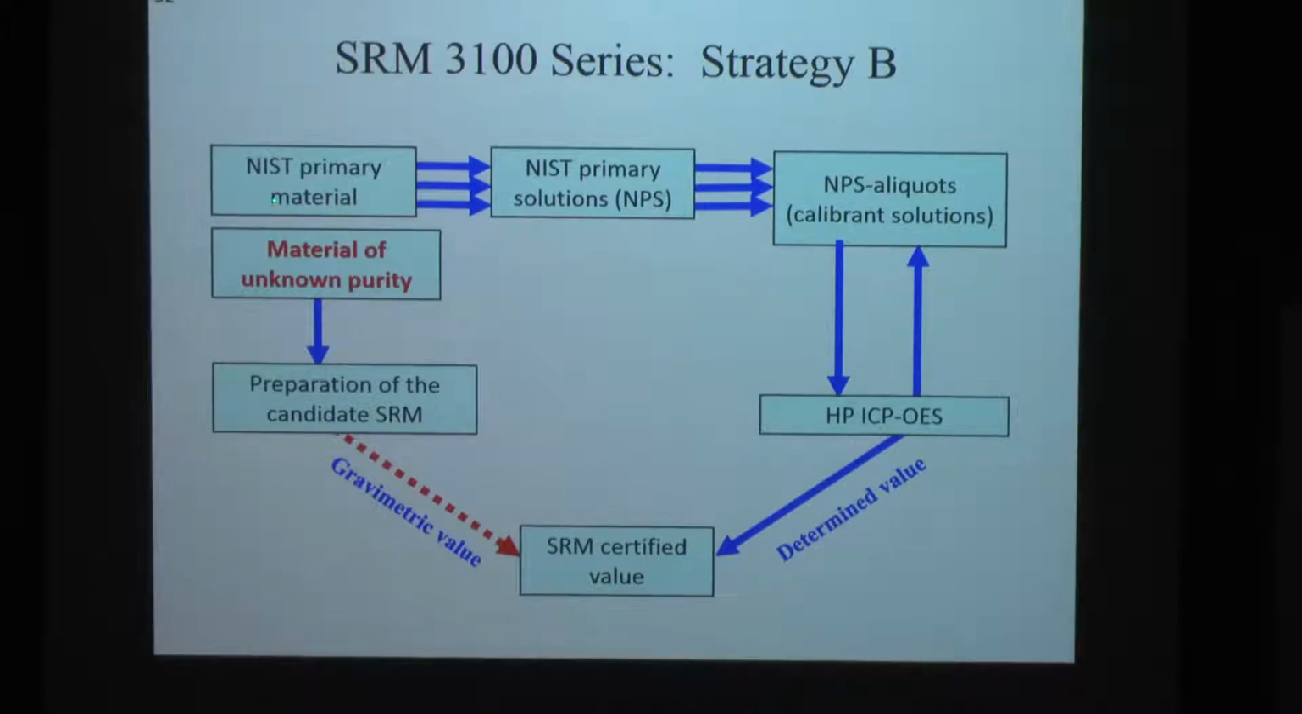Strategy B, we don't always have two materials. Then we have the primary measurement, goes to the same chain you saw before, determined value. But here, the gravimetric value is not valid because you don't know what the purity of this material is. So you may be able to dissolve it quantitatively, know you didn't lose any, but you don't know the value you got by this route because you don't know what the purity of this is.